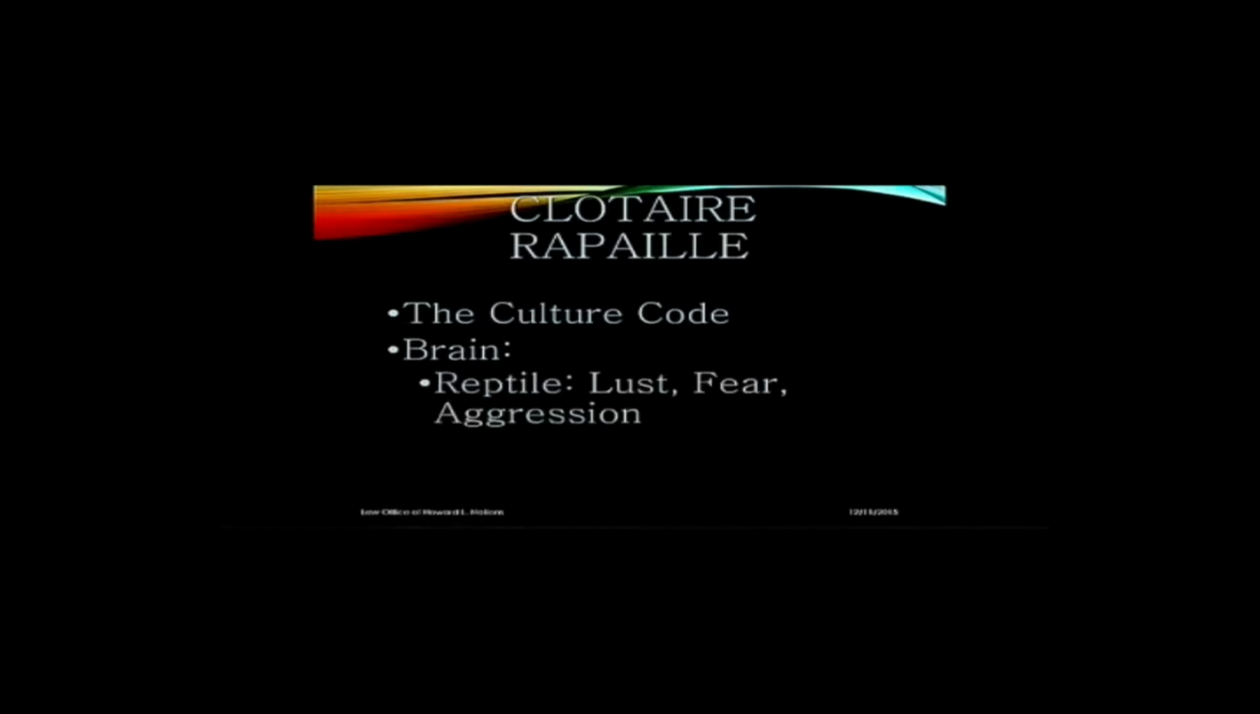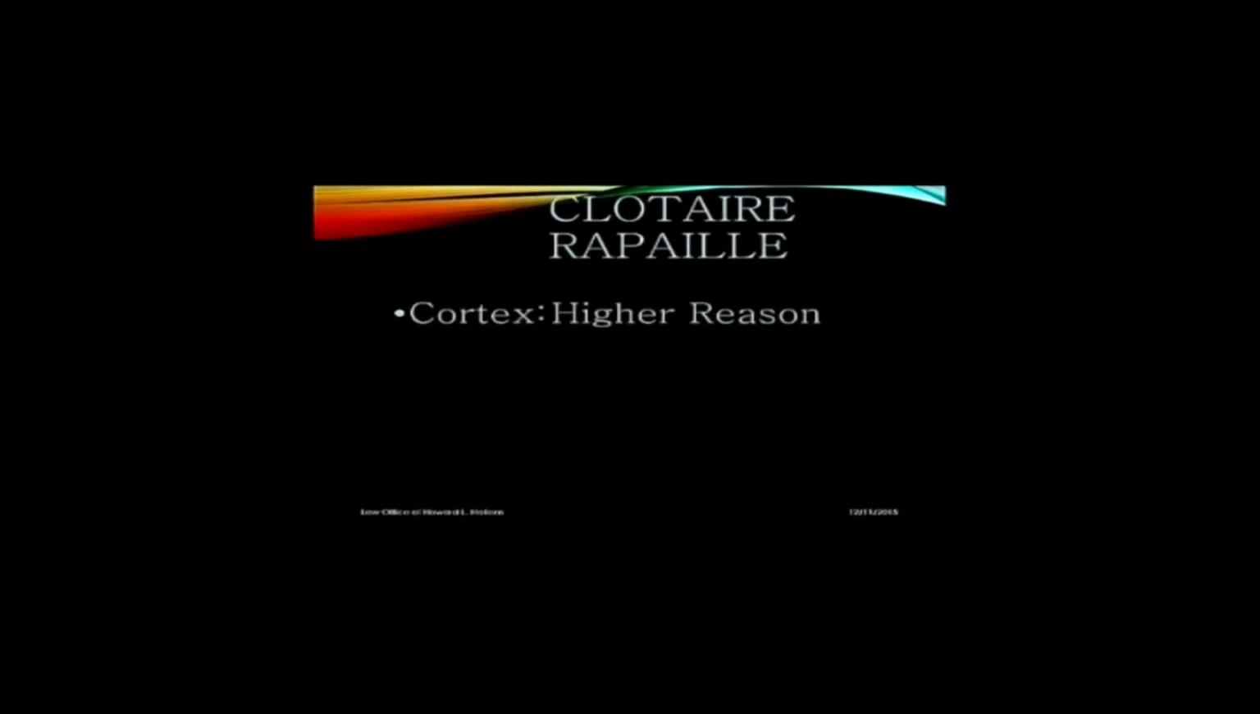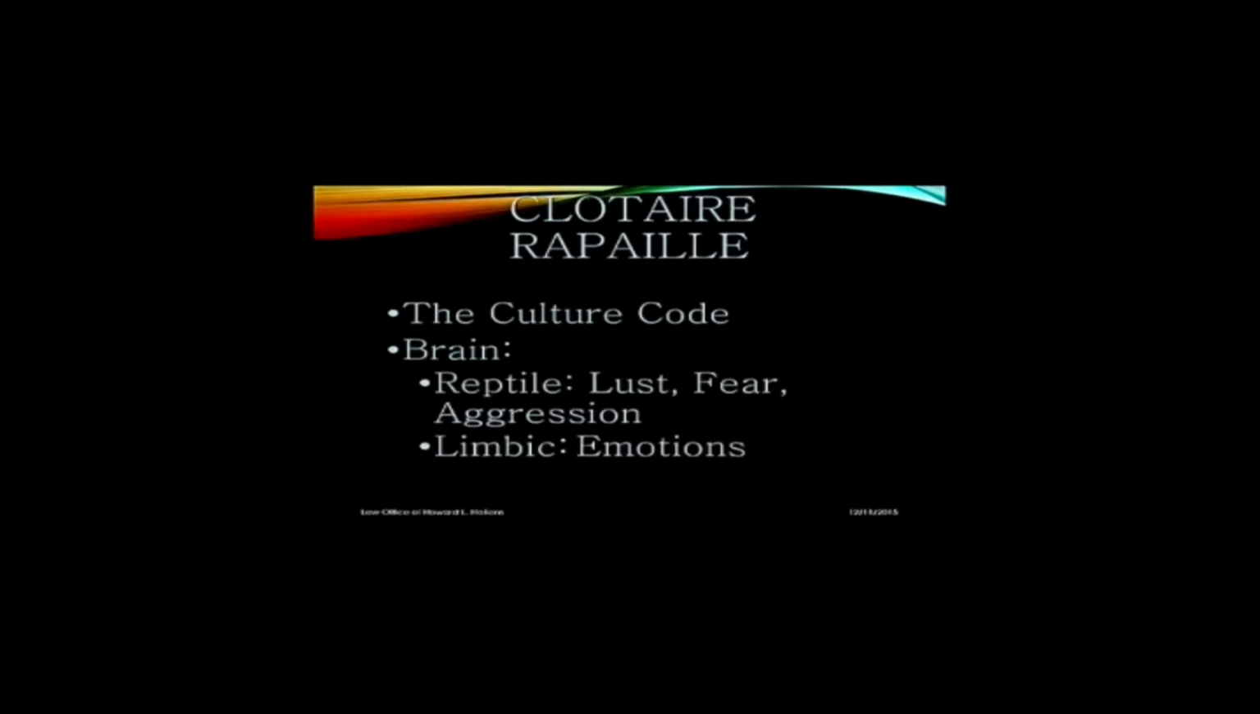In the Culture Code, he identifies the brain as the reptile being lust, fear, and aggression, and the limbic as being emotions, and the cortex being higher reason. Now, you would hope that juror decision-making, voter decision-making, would be based upon the cortex, higher decision-making.